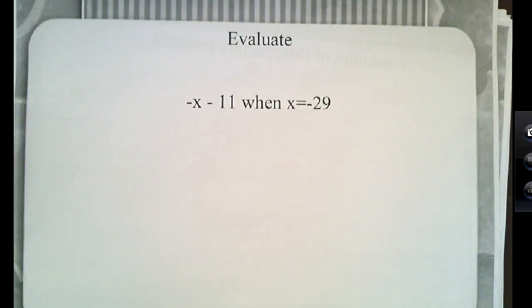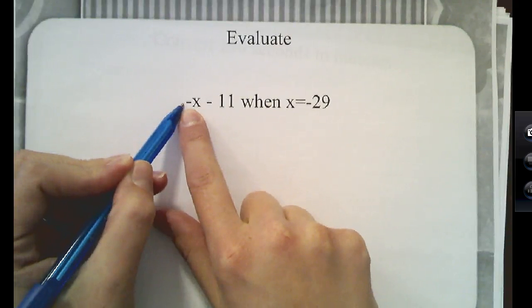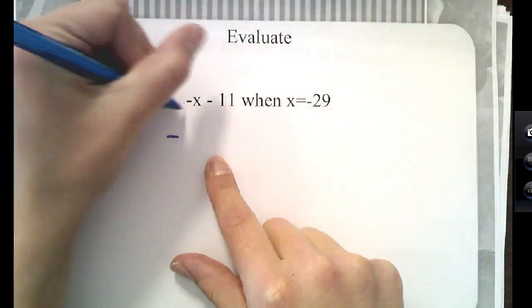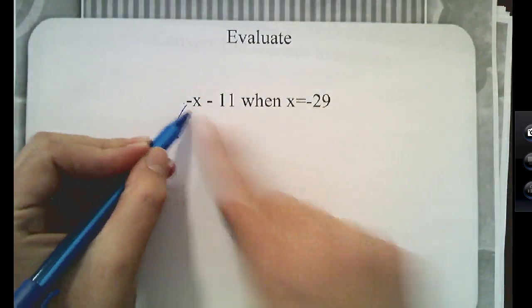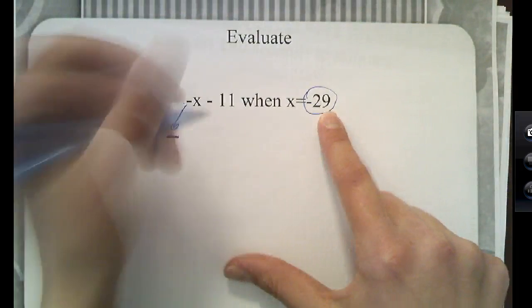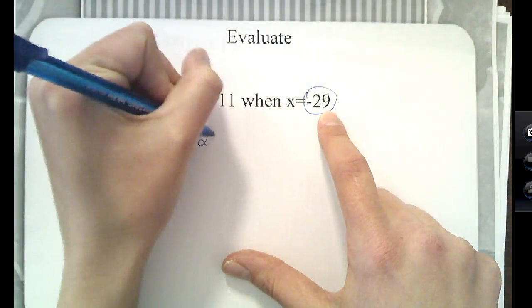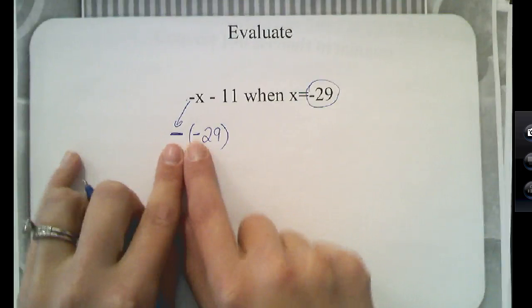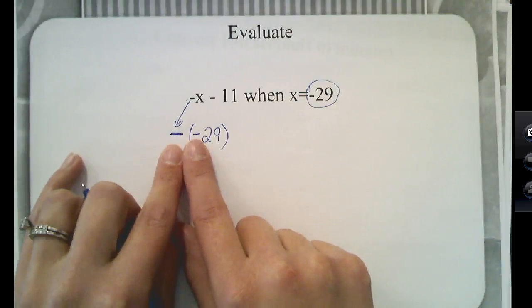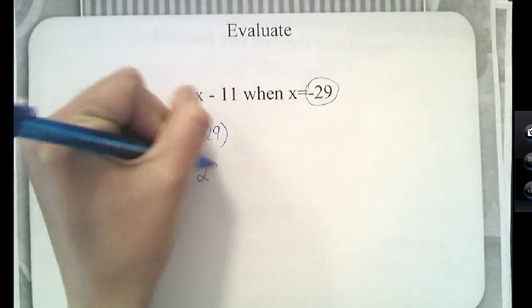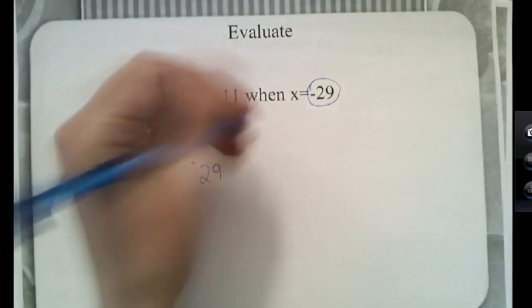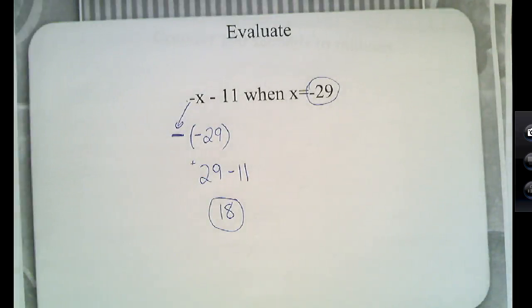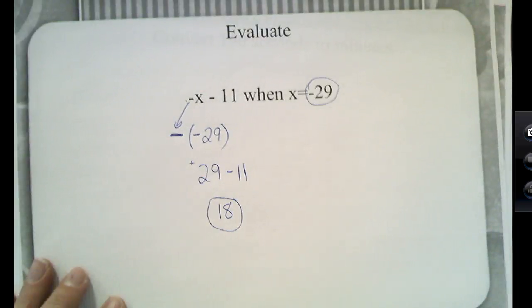In this problem here, we've got the negative that comes from the problem. So I'm going to bring down that negative. And then I also have this x right here. So I'm bringing down this negative, and then I'm going to substitute in for x what is a negative 29. When you substitute negatives into an equation or an expression, I recommend you put it in parentheses. Because now can you see that there are two negatives? And what do you do with two negatives? Make it a positive. So that should be a positive 29. Now we're going to take away 11. And 29 minus 11 would give you 18. So we get 18. Next question.